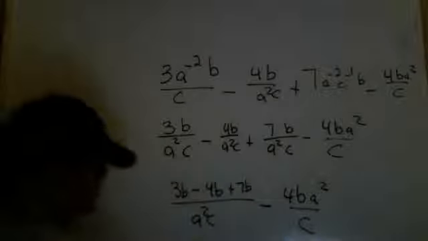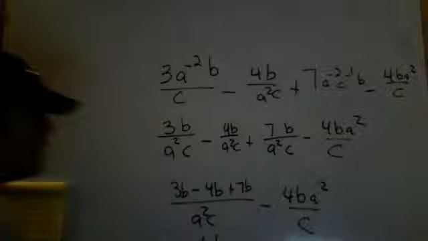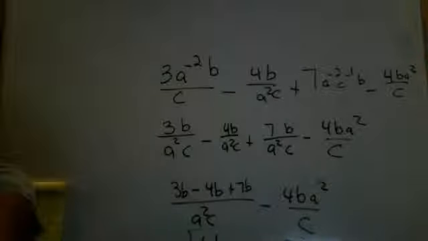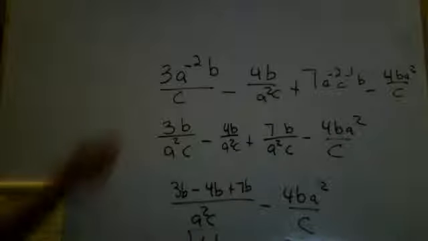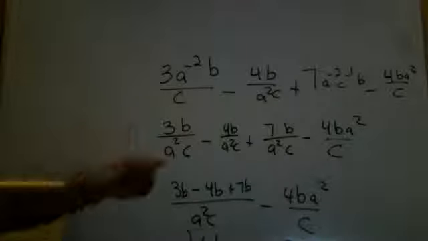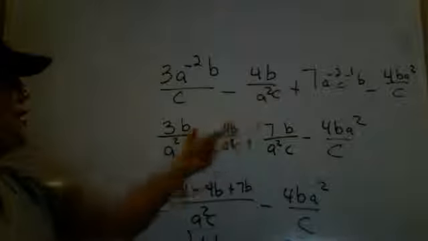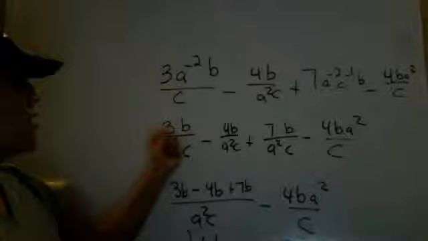So you simply have 6b, you keep that variable or variables, and you have a squared over c minus 4b a squared over c. And that is simply your answer. That's as far as you can reduce it. Alright? So the key to like terms is they have to have the same variable or variables raised to the same power. Then you combine their coefficients, and the coefficients are the constants.